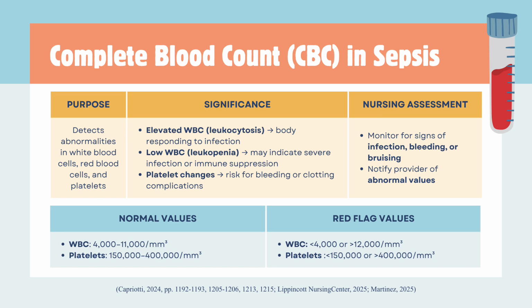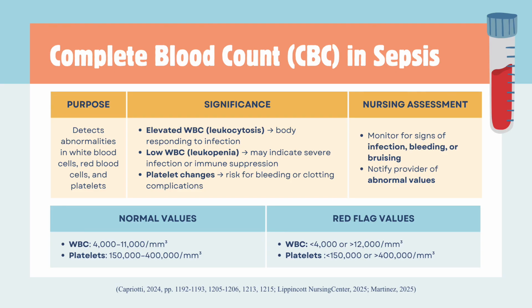Changes in white blood cell count are particularly important. An elevated WBC, or leukocytosis, indicates an active immune response to infection, while a low WBC, or leukopenia, may suggest severe infection or immune system suppression. Platelet abnormalities are also significant, as decreases can increase the risk for bleeding, while changes may also indicate clotting dysfunction.